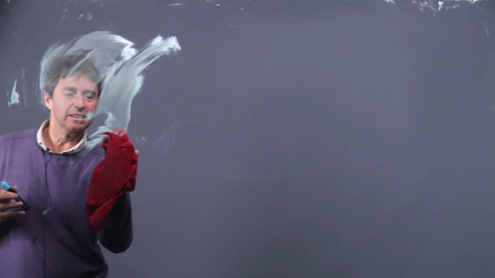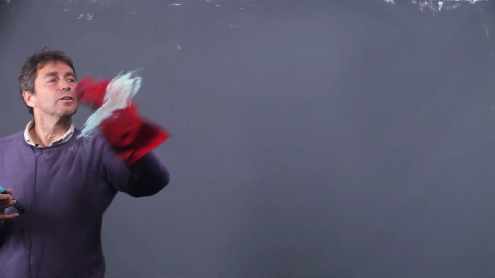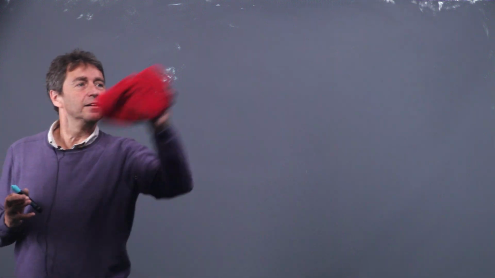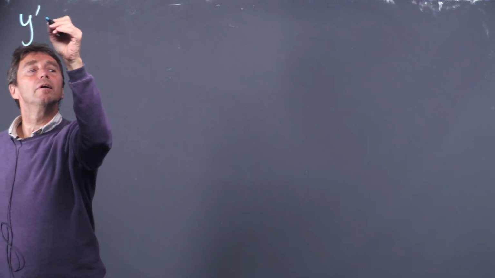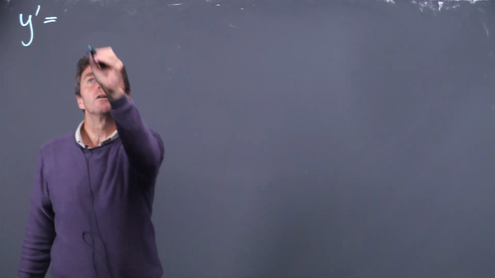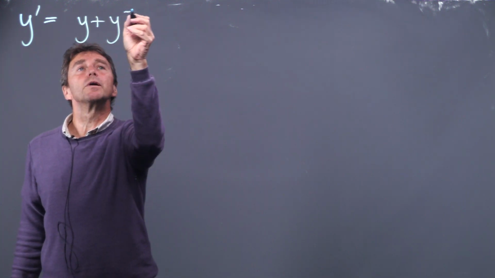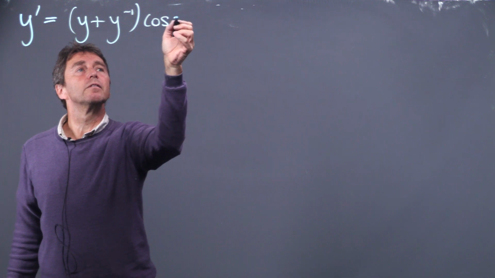So that's a final fly in the ointment that you can encounter. Let's illustrate that and do it for a case where you get logarithms. Logarithms are the instance where you need to be a little bit careful because you can get absolute values in there and so forth. So it helps to think about that in a particular example. Okay, so let's do y prime equals y plus y to the minus 1 times cosine of x.